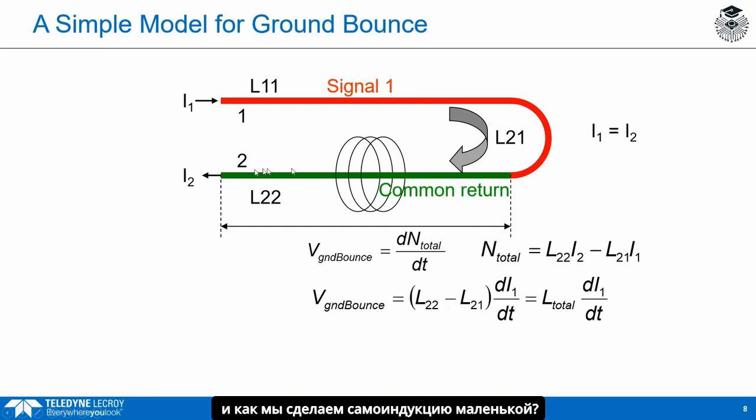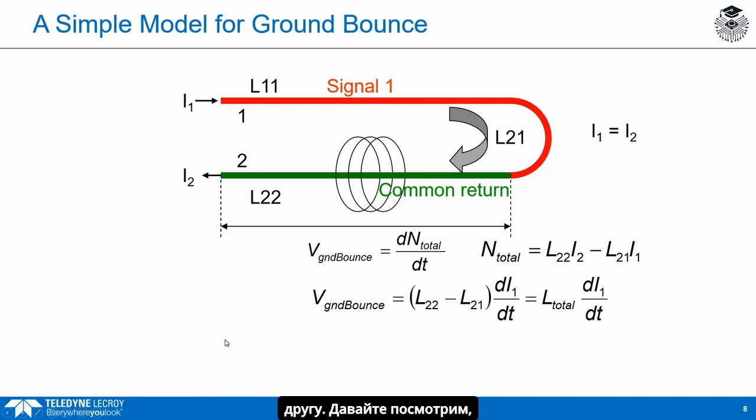Well, how do we make the self-inductance small? Number one is a shorter path. And number two is we want to make that conductor as wide as we can. That means a plane for the return path. Anything other than a plane is going to have a larger self-inductance. First step is reduce the self-inductance of the return path: shorter conductor, wider conductor. And then how do we increase the mutual inductance between the signal and the return? We bring them closer together.